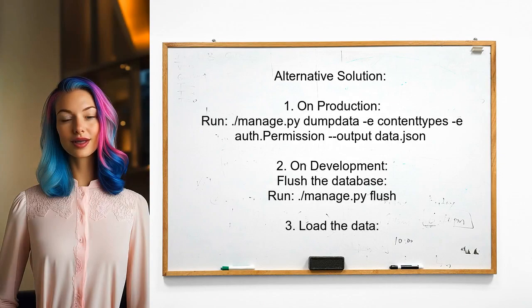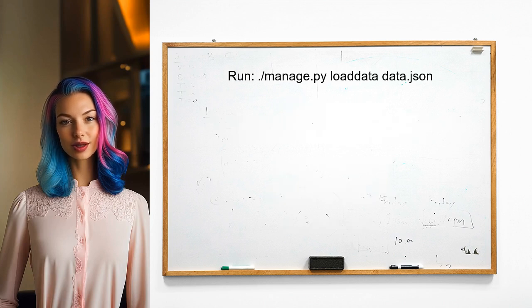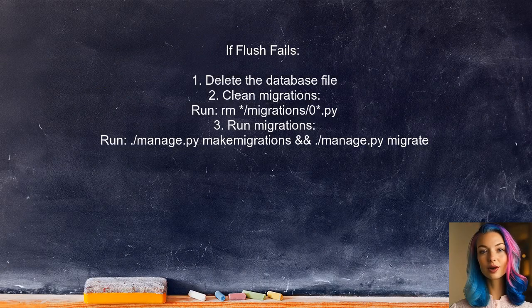One user shares their method for replicating part of a Django database. They suggest using the dumpdata command on production to export data, excluding certain models. Then, on the development environment, they recommend flushing the database and loading the data from the exported file. If flushing the database doesn't work due to inconsistencies, the user suggests deleting the database file and cleaning up the migrations folder. After that, run the migrations to reset the environment.